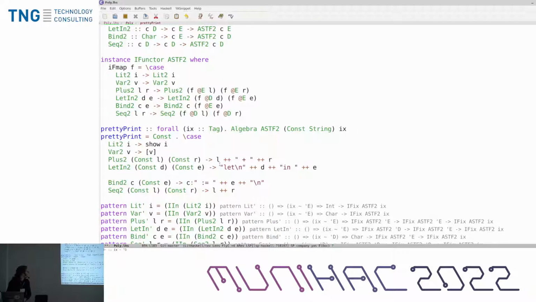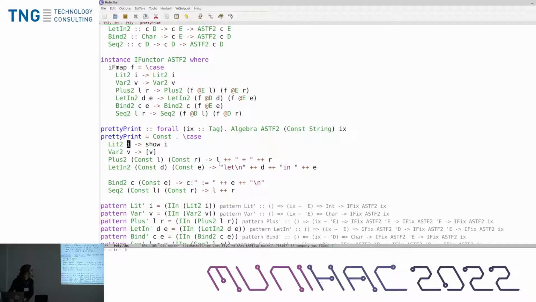And then I can define a pretty printer as basically the const to string. So we have to define this as a lookup table that will give us a type for each index. And a pretty printer, regardless of whether we are looking at an expression or a declaration, will want to give us a string. So I just give this const.